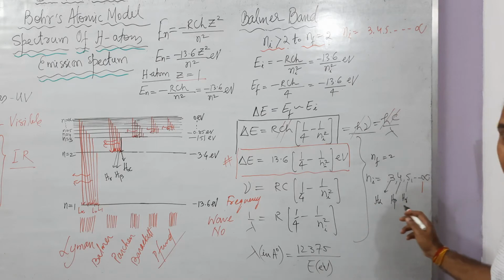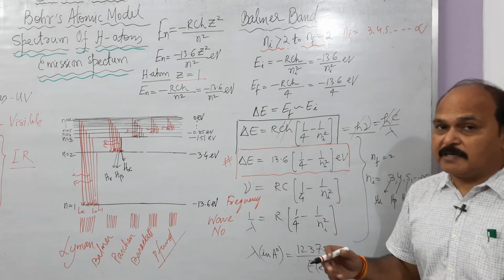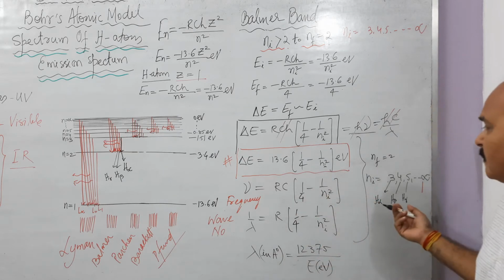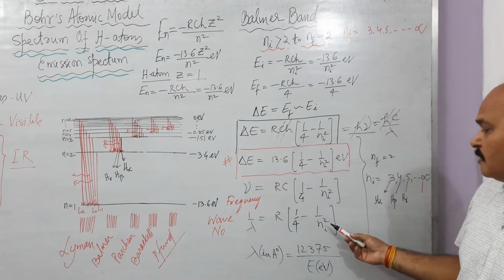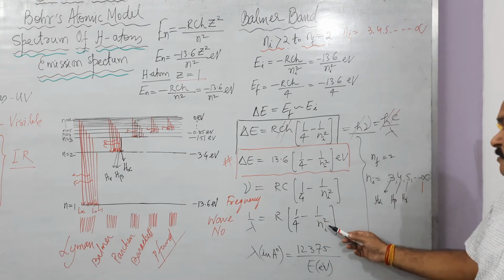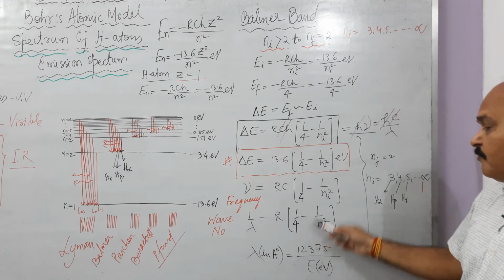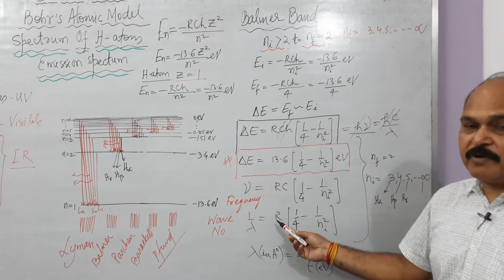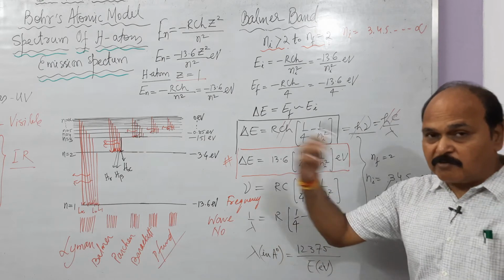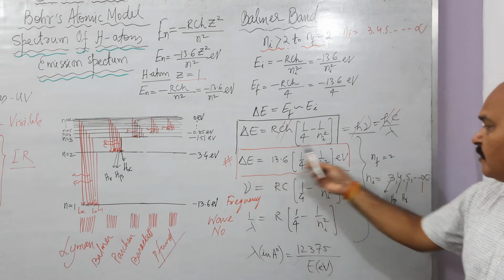These are very, very important lines, and there is always a question on the H alpha line. So what is the wavelength of the H alpha line? You just substitute here: 1 upon 4 minus 1 upon 3 square, that is 9. So 1 upon 4 minus 1 upon 9, solve it, put the value of R, you will get 1 upon lambda, find out its inverse, and you will get the wavelength.